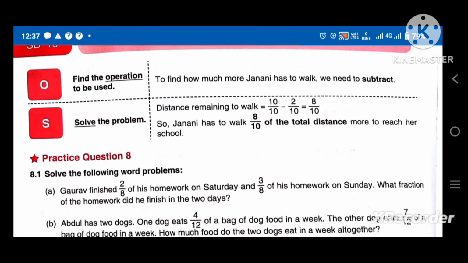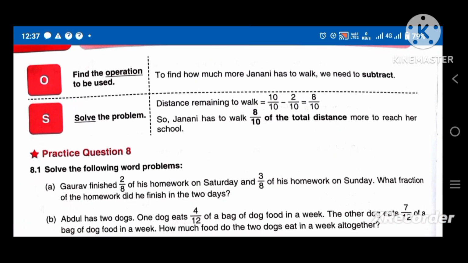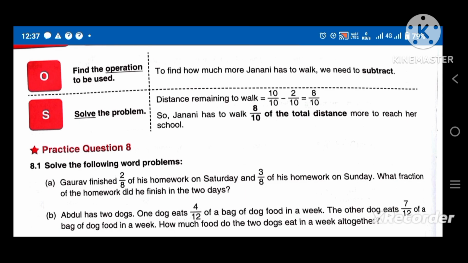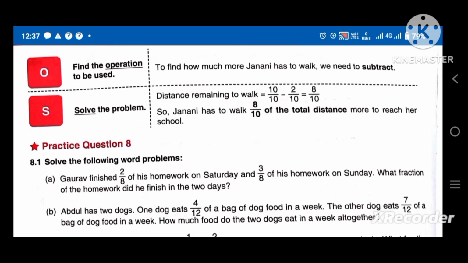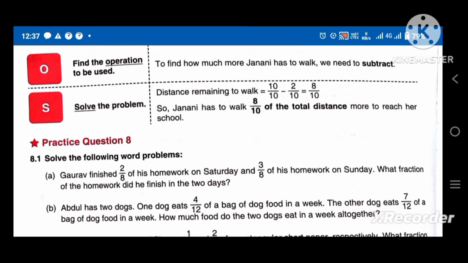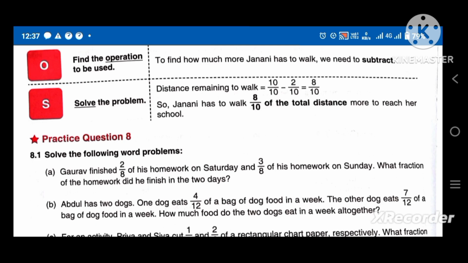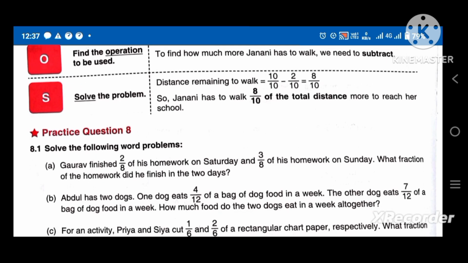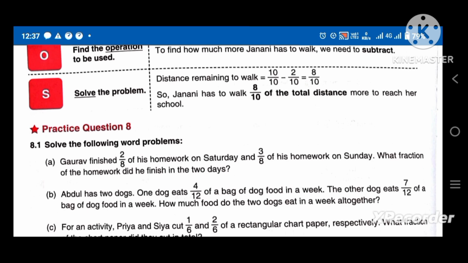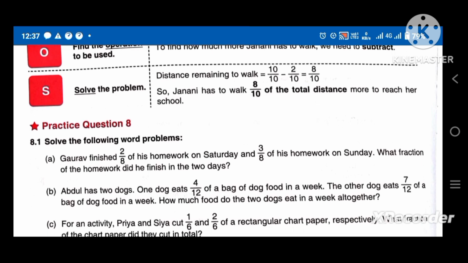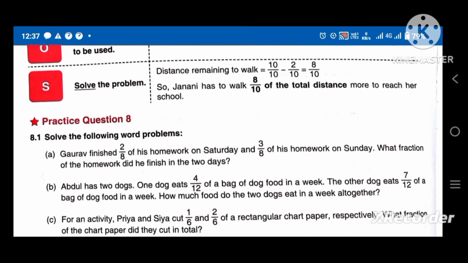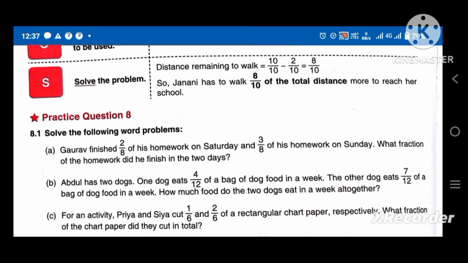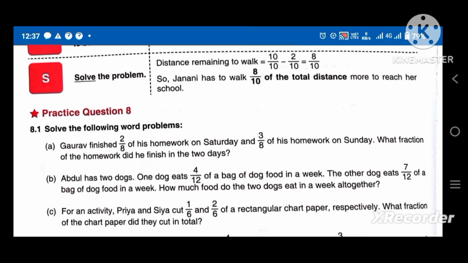O. Find the operation to be used. To find how much more Janani has to walk, we need to subtract. S. Solve the problem. Distance remaining to walk = 10/10 minus 2/10 = 8/10. So, Janani has to walk 8/10 of the total distance more to reach her school.